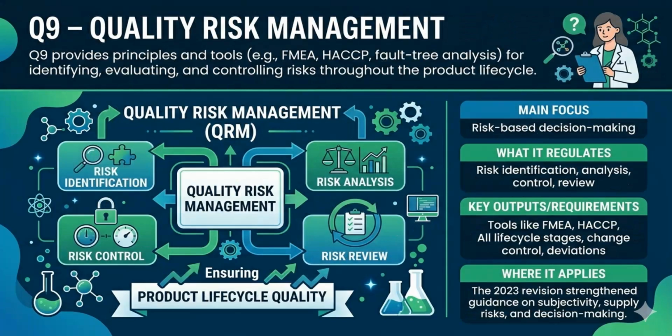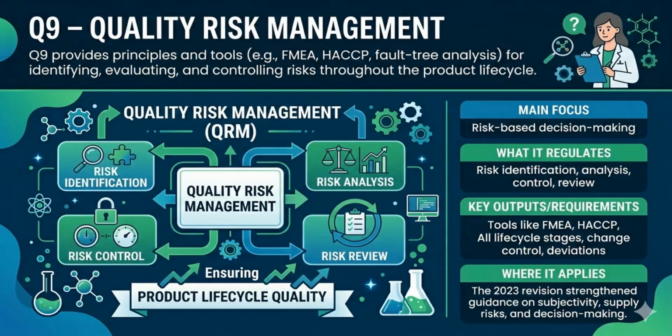Summary of Q9 quality risk management. Q9 defines how pharmaceutical companies should make consistent, transparent, and risk-based decisions. It ensures that risks to patients, product quality, and regulatory compliance are systematically managed using scientific knowledge and process understanding.